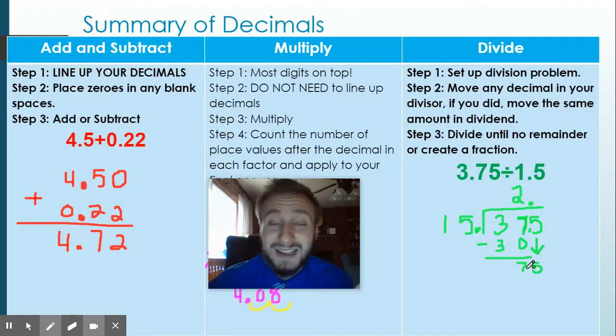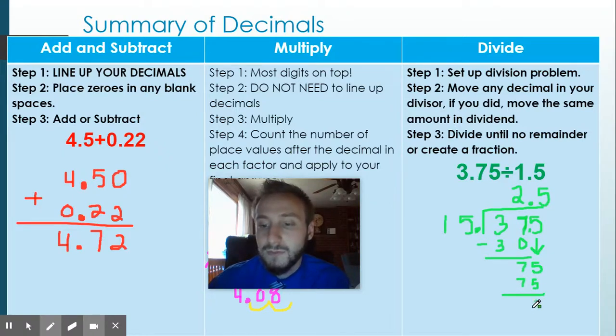15 times what gets me exactly 75 or close to it? Well, 15 times 2 was 30. Double that would give me 60, which is 4. So how about one more than that? 15 times 5 gives me exactly 75, which means I have no remainder. So my final answer is 2.5.